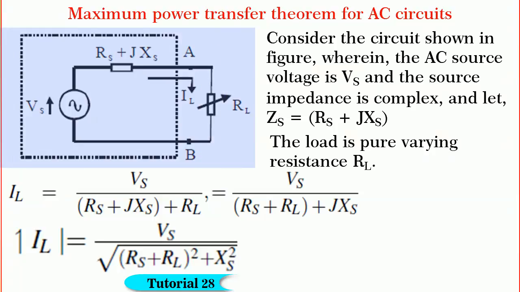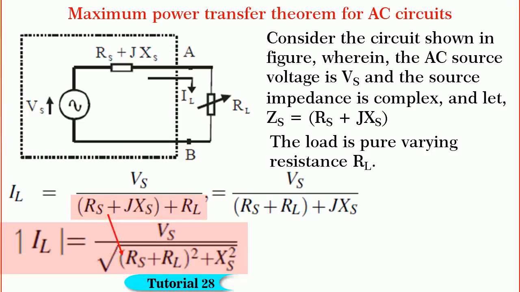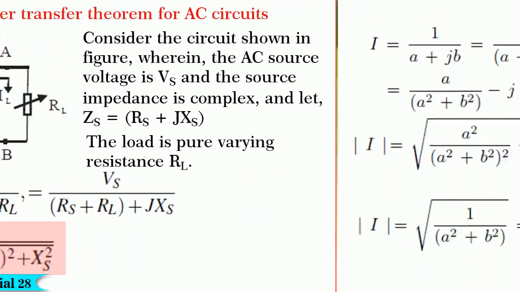So, from the figure, we see that the equation for the current in the circuit is IL is equal to Vs divided by Rs plus RL plus jXs, and mod of IL is equal to Vs divided by square root of (Rs plus RL) whole square plus Xs square. Friends, how did we get this? Let me explain quickly for you to understand.